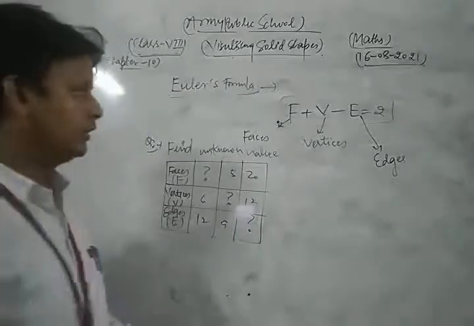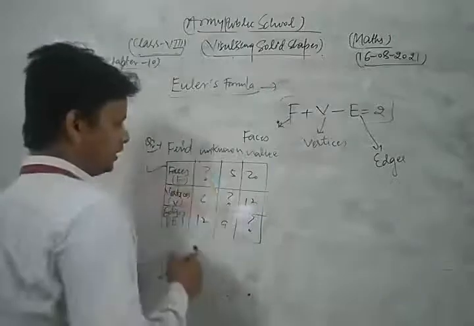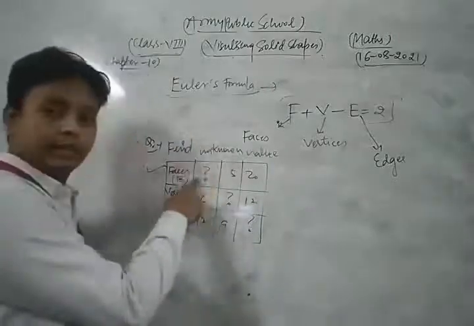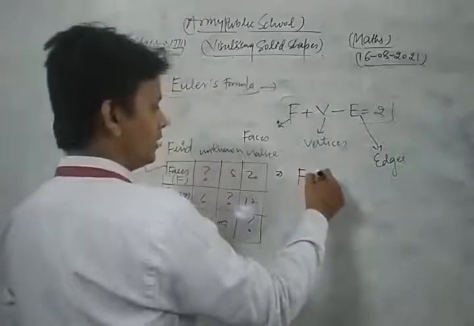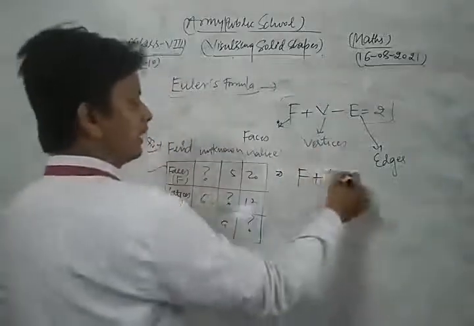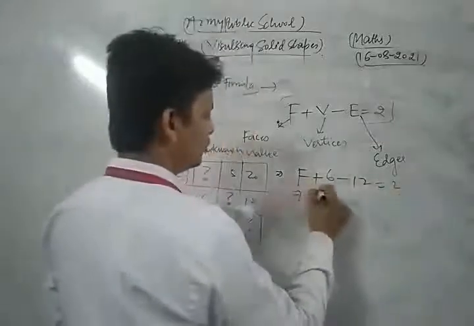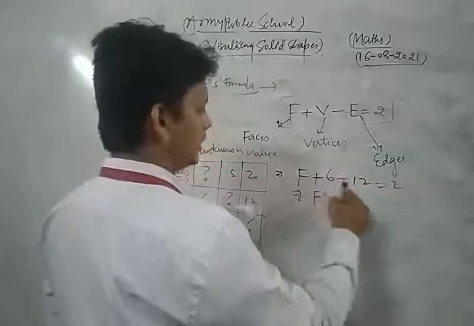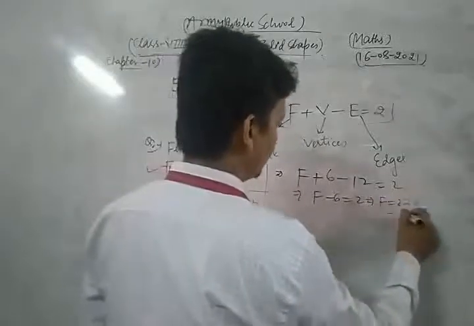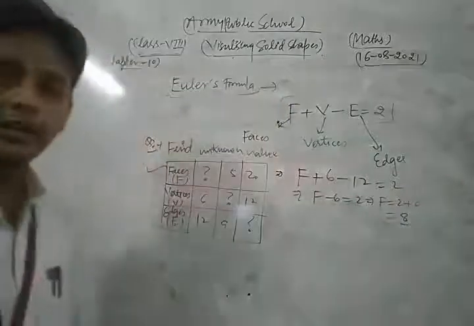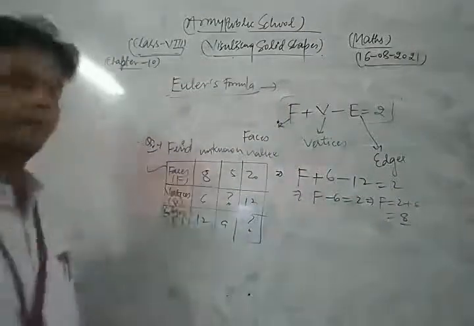So now look, first of all we apply that formula, and we take the first part of this question. In the first case we find the faces. So face F plus vertices 6 minus edges 12 is equal to 2. Now we solve that. F minus 6 is equal to 2, so F is equal to 2 plus 6, that is 8. So faces is 8.